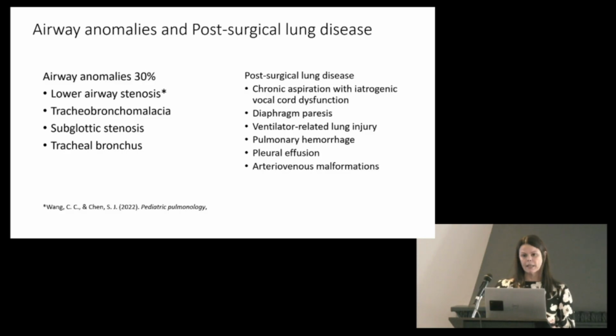Furthermore, airway anomalies are common in patients with heterotaxy. Up to 30% of patients with heterotaxy were found to have airway anomalies. The most commonly identified ones, depending on which study you look at, are lower airway stenosis and tracheobronchomalacia, but others include subglottic stenosis and tracheal bronchus. In addition, these patients can have post-surgical lung disease, including iatrogenic vocal cord dysfunction leading to chronic aspiration, ventilator-related lung injury, diaphragmatic paresis, etc.